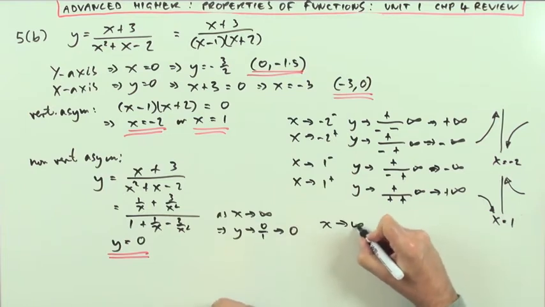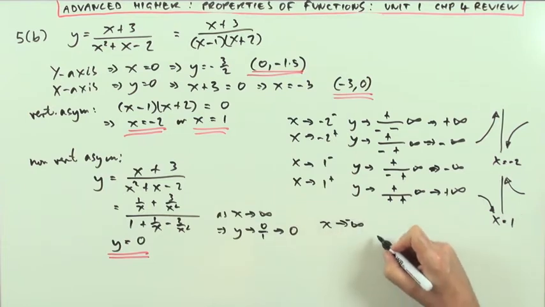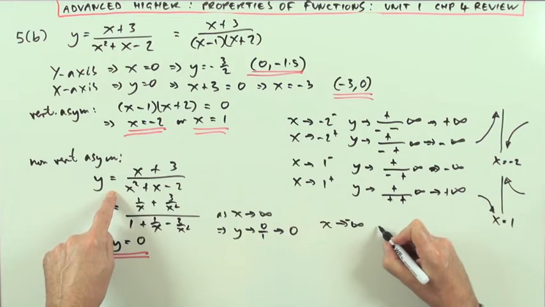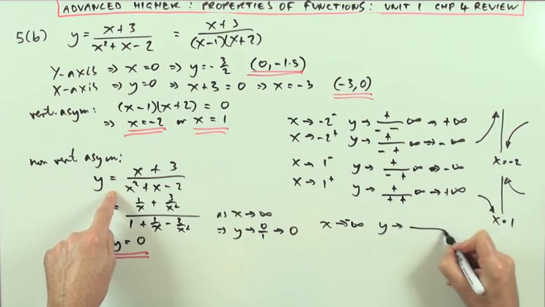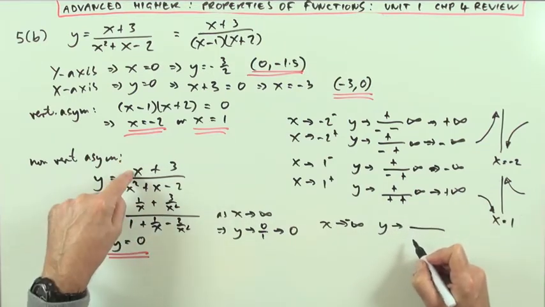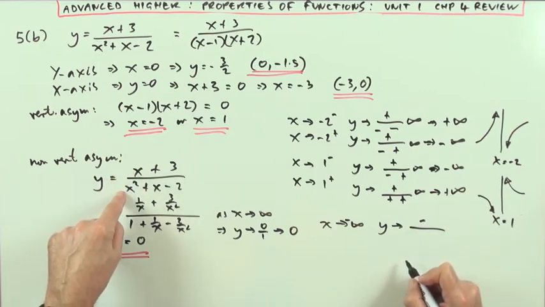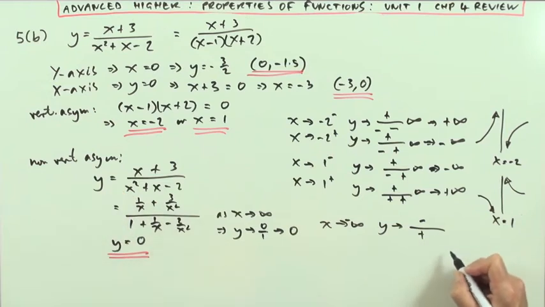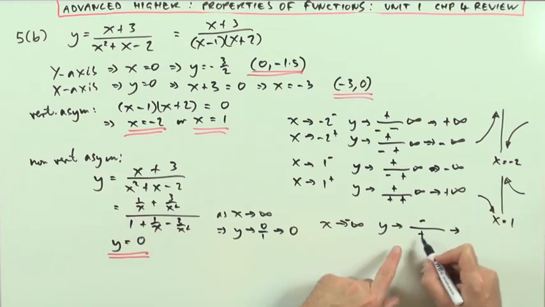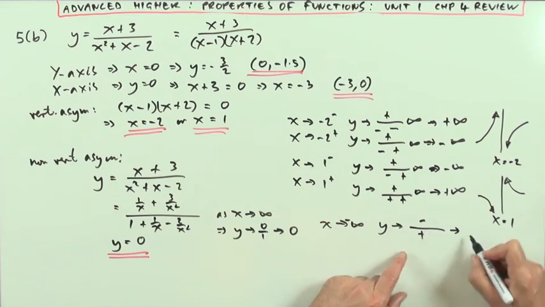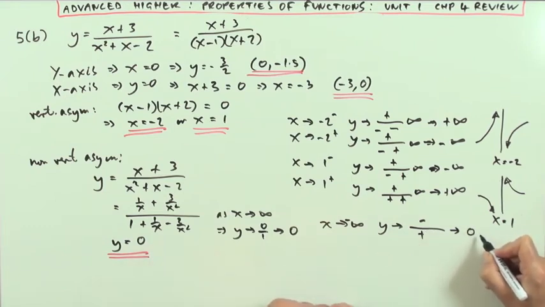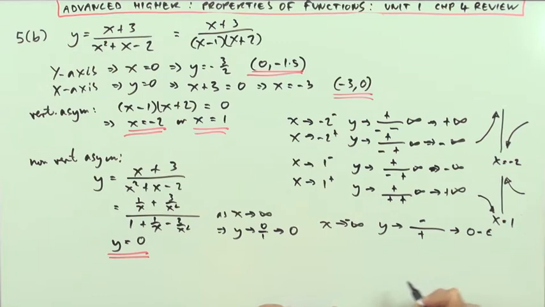What happens as x tends to negative infinity? Well, what have I got? y is going to tend to, what's that going to be? Well, that x is the dominant term on top, and that's going to be negative. That x squared is the dominant term below, and that's going to be positive. So that's going to tend to just a small negative amount, or since it's asymptotic, it's going to be 0 minus a small amount.